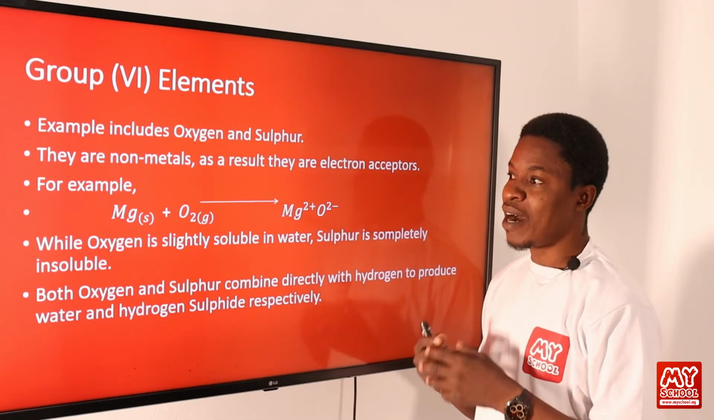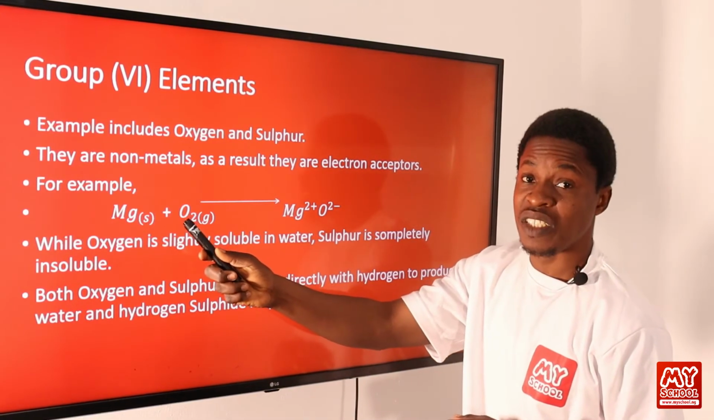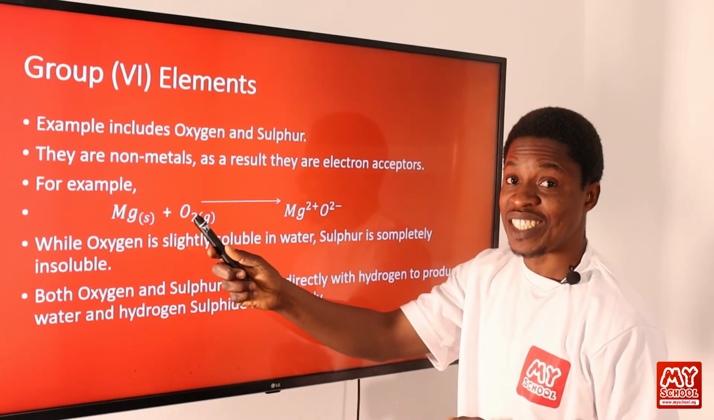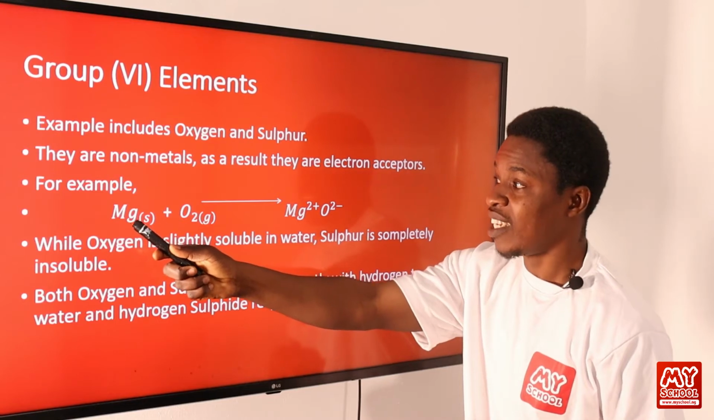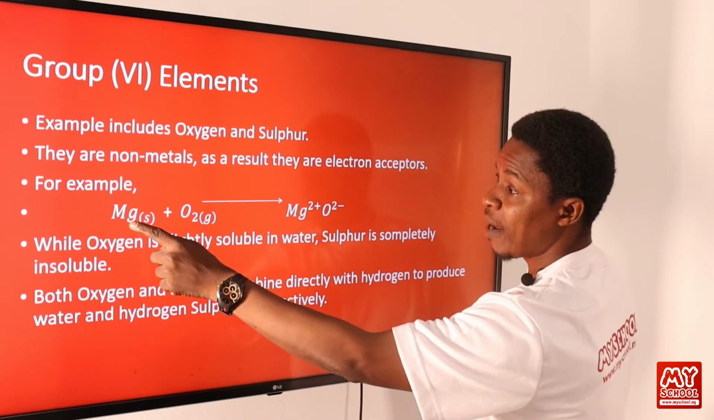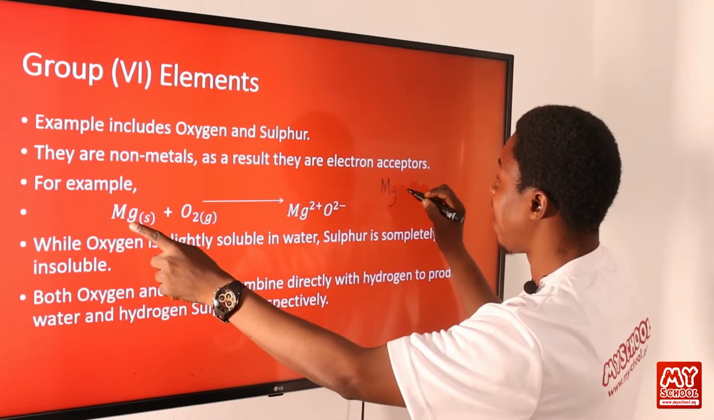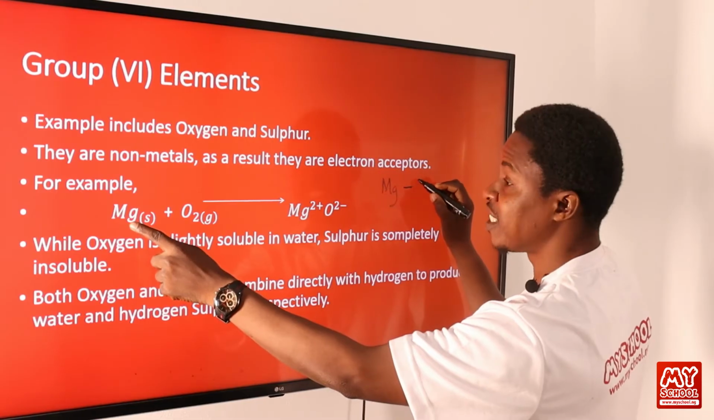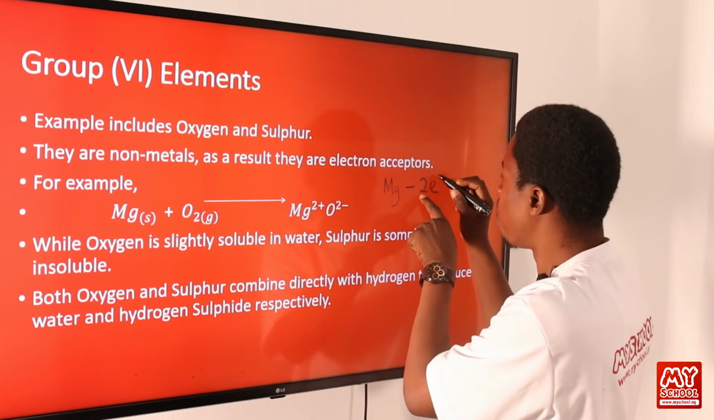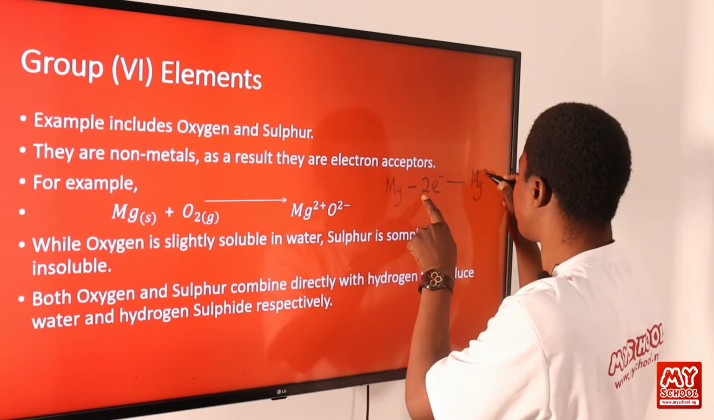For instance, magnesium, of course, this is a metal, reacting with oxygen, which is a non-metal. This is the area of concentration now: a non-metal reacting with a metal. What happens? We have magnesium. If we were to write this, it will be magnesium metal losing, because it's a metal. Metals lose. We lose 2 electrons because it is in group 2, to become Mg2+.